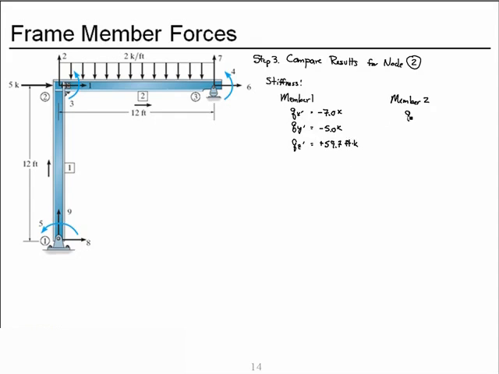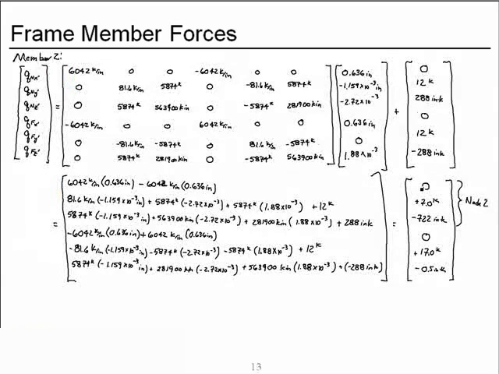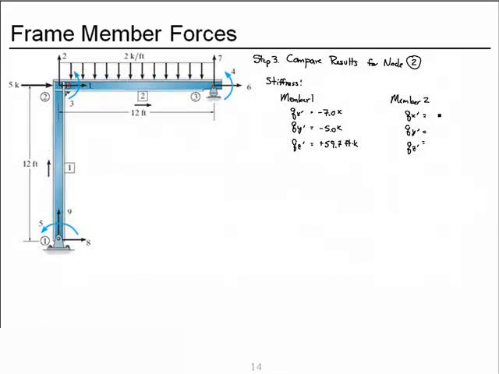Member 2, Qx naught, Qy naught, Qz, or y prime and x prime. So the axial at node 2 in member 2 is 0, the shear plus 7 kips, and the moment minus 722 inch kips. So we have 0 for axial, plus 7.0 kips for shear, and if we convert the 722 inch kips to foot kips, we get a negative 60.2 foot kips.